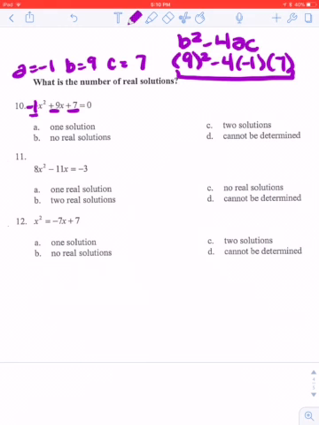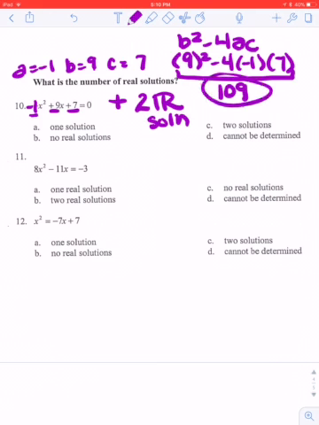Now, when I plug that into my calculator, I really have 3 possibilities of what's going to happen. It's going to be positive, it's going to be 0, or it's going to be negative. So when I plug this into my calculator, I end up getting 109. Now, here's the deal. If it is positive, that means it's going to have 2 real solutions. As long as it's positive, it's going to be 2 real solutions. So since that's a positive number, that's going to be C. Okay, so 2 real solutions.